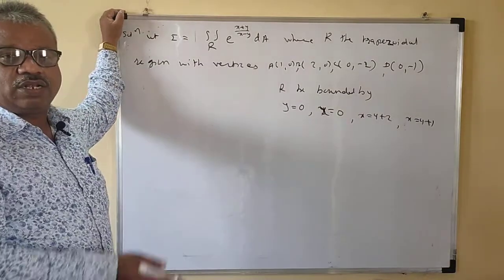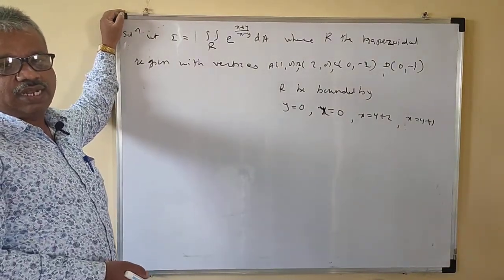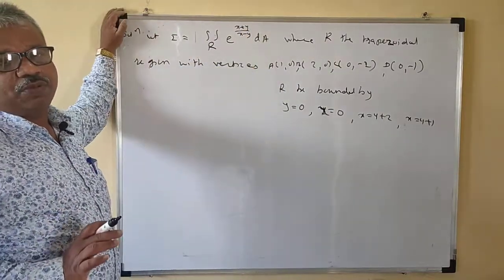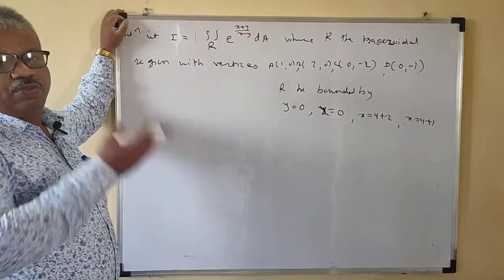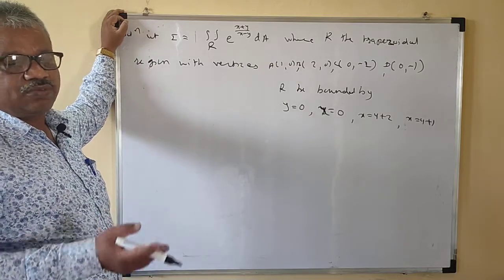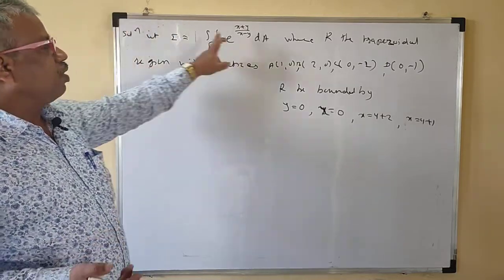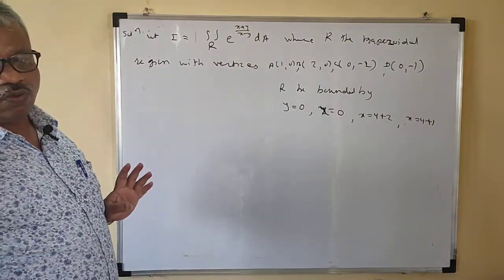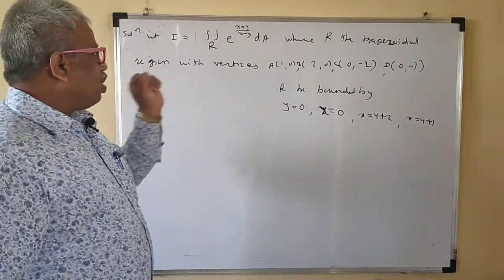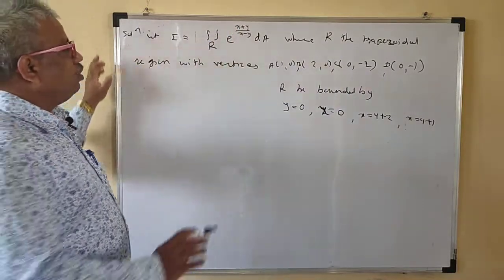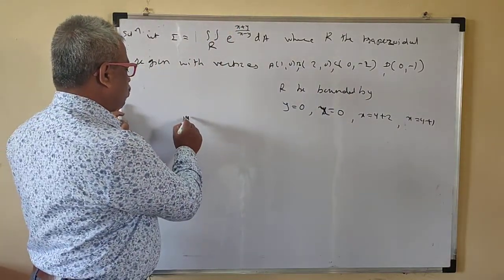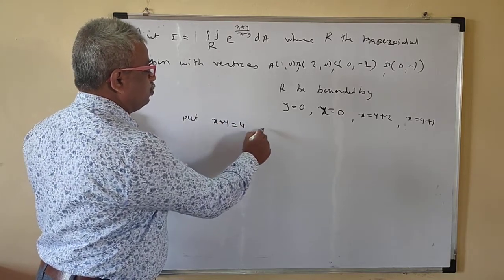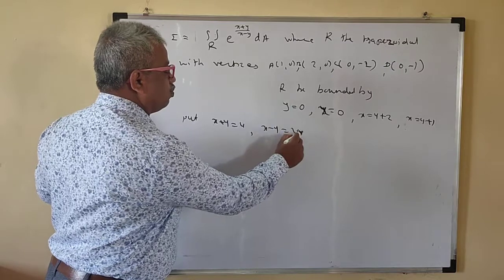We can draw a straight line parallel to x axis or parallel to y axis, but this function is neither integrable with respect to x nor with respect to y. So what do we have to do? We have to use a substitution now. We put x plus y equal to u and x minus y equal to v.